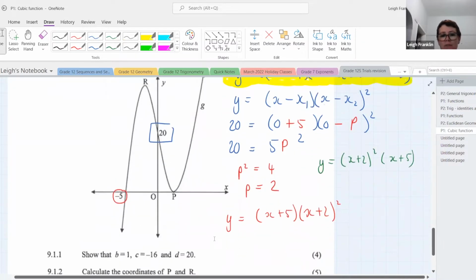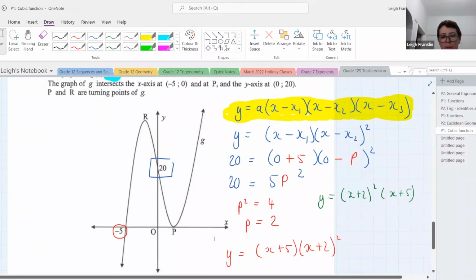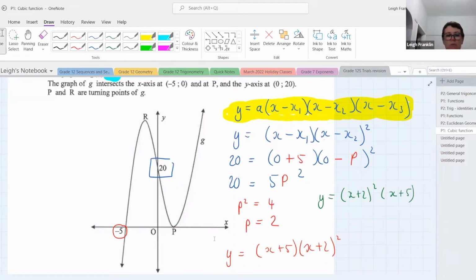Now that I've spoken about the beginning bit, you guys do the rest. You multiply out those brackets and then we'll see if we've answered the question correctly.